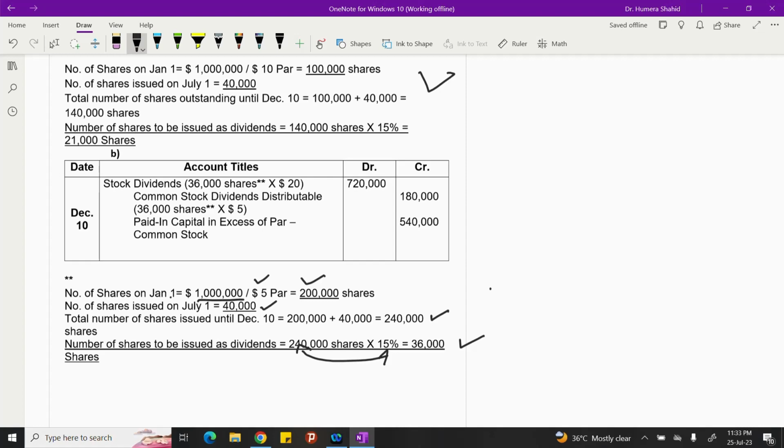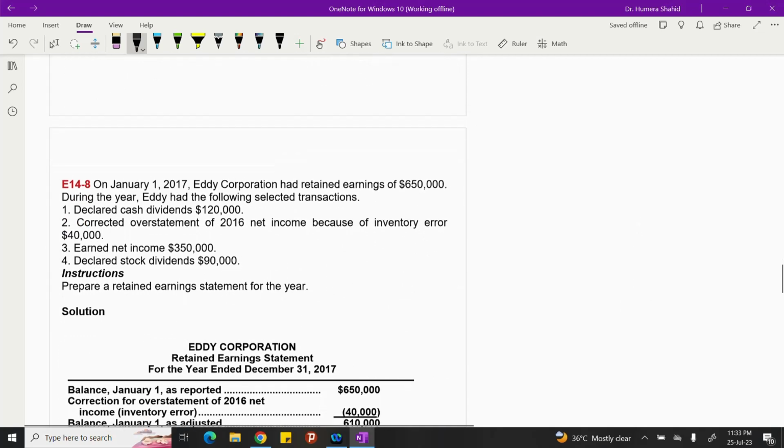They will be recorded at market value, and in part B, market value is 20. So stock dividend gets debited 36,000 multiplied by 20, that is 720,000. Common stock dividend distributable gets credit at par value, that was 5. The number of shares is 36,000, so 180,000. The remaining will go to paid-in capital in excess of par, common stock. 15 is excess because 20 is the stock dividend value, 5 is the par value. The difference is 15 for 36,000 shares. That is 540,000. So this is how you record this journal entry.